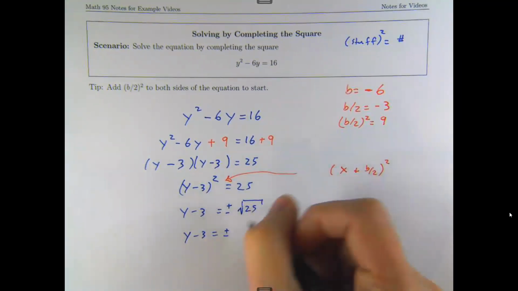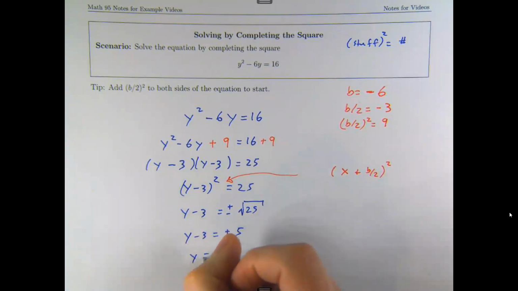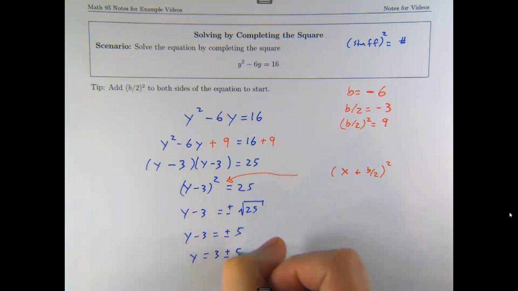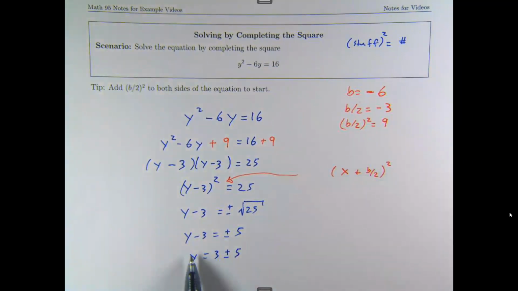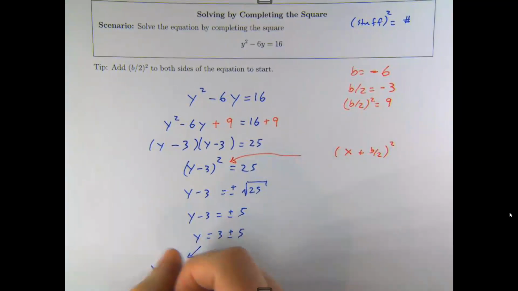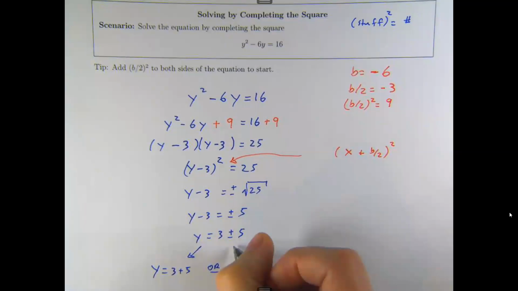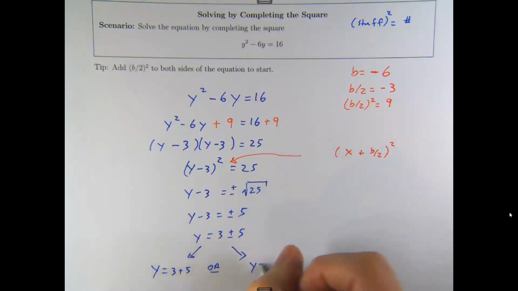The square root of 25 is 5. So I have y minus 3 is equal to plus or minus 5. I'm going to add 3 over. And I have y is equal to 3 plus or minus 5. Okay, so I'm going to do this once with the plus. Y equals 3 plus 5, or I'm going to do this once with the minus. Y equals 3 minus 5.